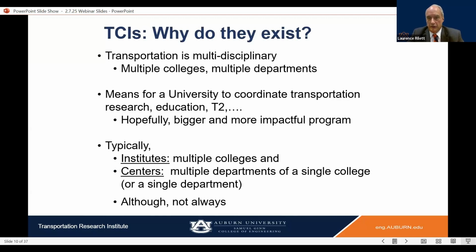So why do they exist? And I should preface everything. This is my nomenclature. TCI, I'm not sure anyone really uses that, but it's Transportation Centers and Institutes. The reason behind them is that transportation is multidisciplinary. It covers all different types of expertise, from materials to construction to maintenance to pavements to bridges. And those are often in a university across different colleges and different departments. So what an institute or center allows is a means for the university to coordinate transportation research, education, technology transfer. The goal is by going across these colleges and departments, you're going to end up with a bigger and more impactful program.